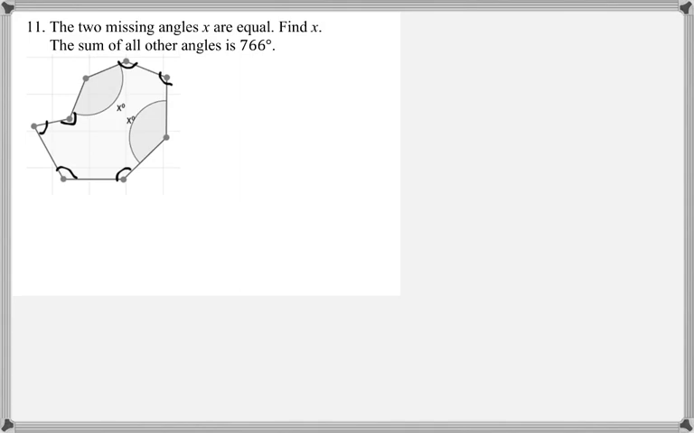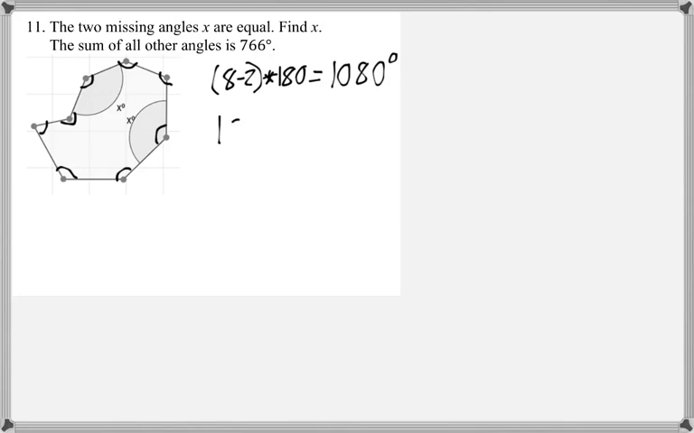So we also need to know what is the sum of all of the angles. So how many angles total do we have here? 1, 2, 3, 4, 5, 6, 7, and 8. So using our formula, 8 minus 2 times 180, 6 times 180, we get 1080. So 1080 degrees is the total for all of the angles.